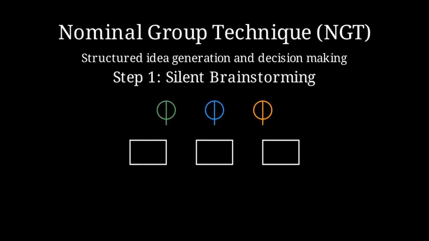Today we will learn the Nominal Group Technique, a structured way for groups to generate ideas and make fair decisions together. Step 1 is silent brainstorming. The leader gives a problem, and everyone quietly writes their ideas without talking, so each person can think freely.